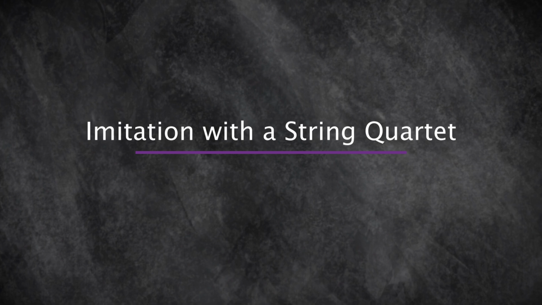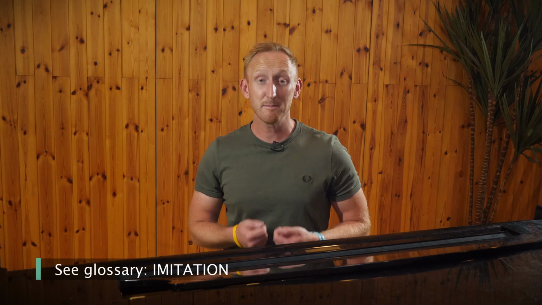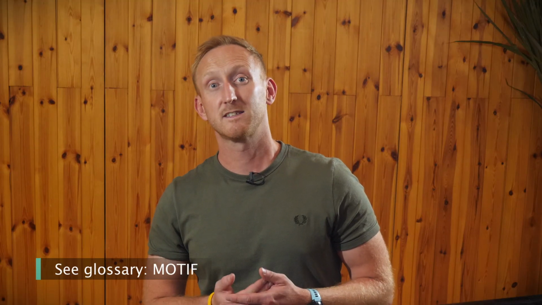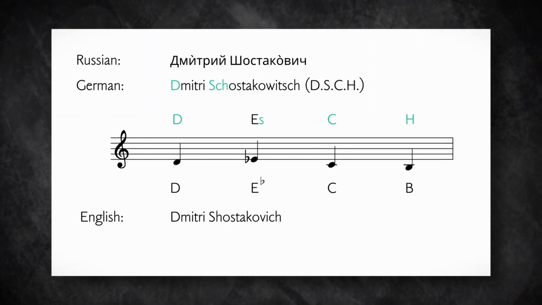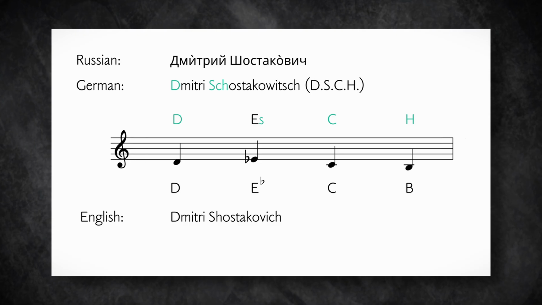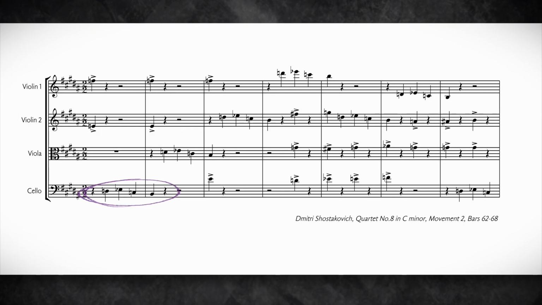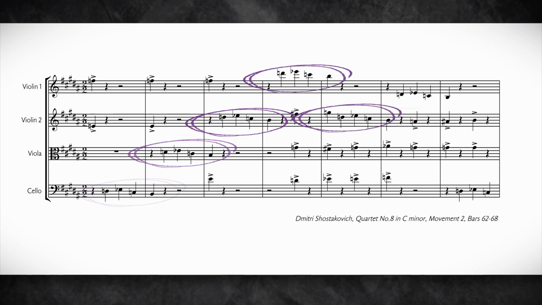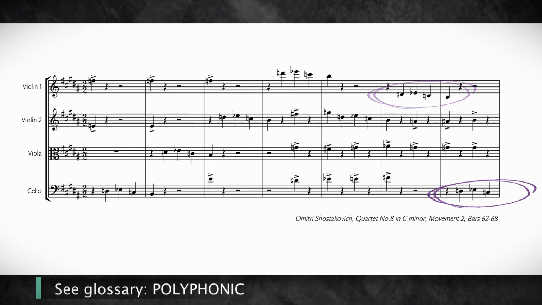Composers might also develop their melodic material by taking a distinctive feature in their melody and imitating it in different instruments. Listen to this 4-note motif taken from String Quartet number 8, composed by Dmitri Shostakovich. When this motif is first introduced in the piece, it's passed around all the different instruments in the quartet, creating what's called a polyphonic texture. This passing around of the motif between the different instruments is called imitation.